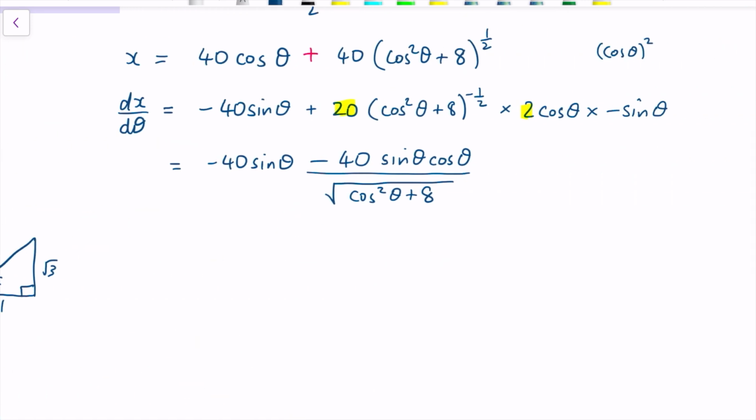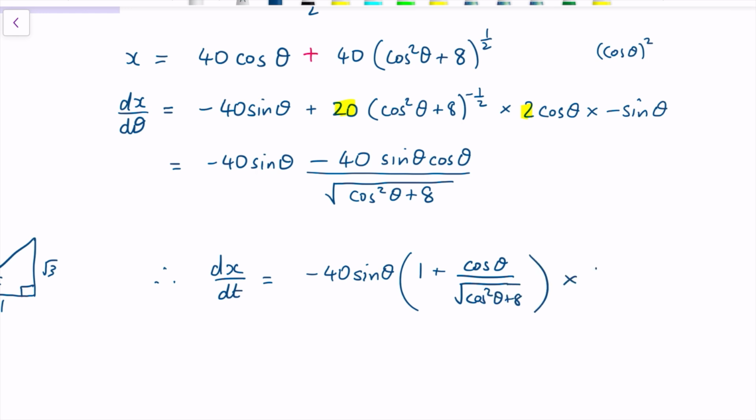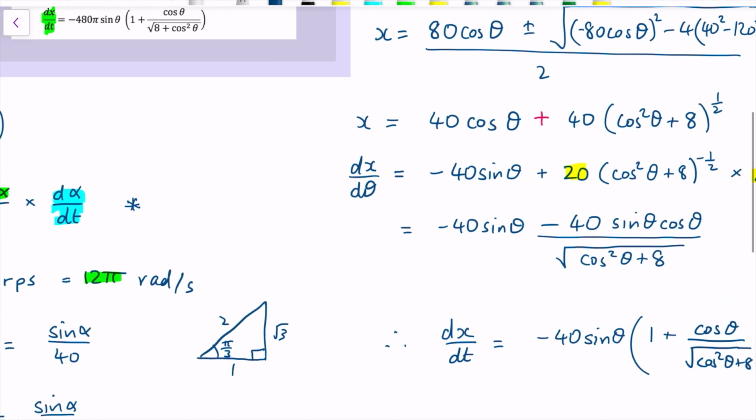Okay, so therefore dx dt, and there's a common factor of minus 40 sine theta in this expression, so I can factor that out. 1 plus cos theta over that, all times by 12 pi. That's going to give a minus 480 pi out the front of the sine theta. And yes, that's what we wanted.